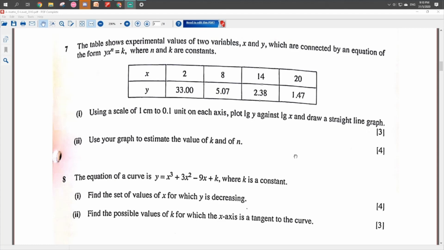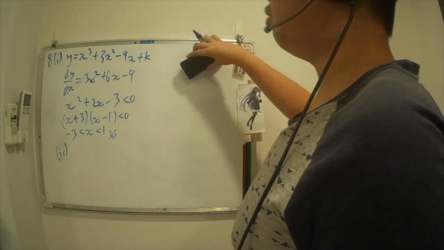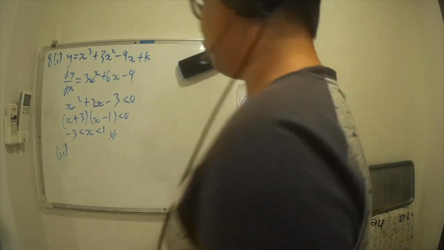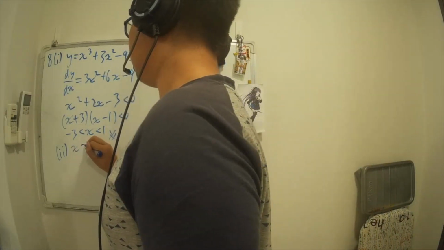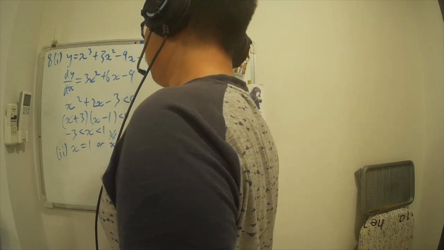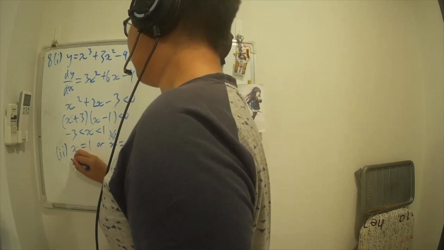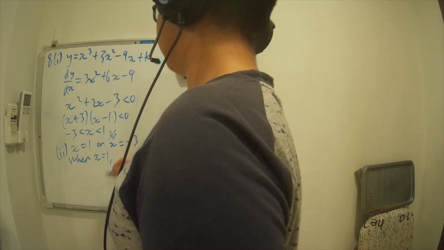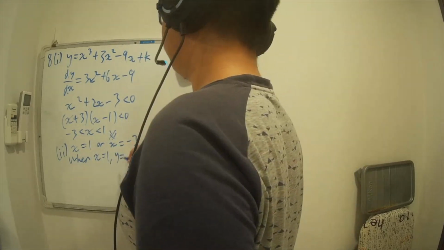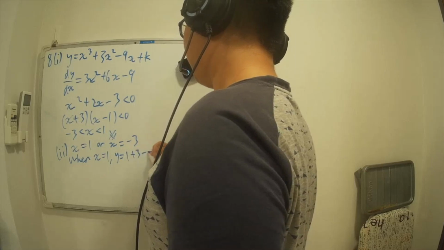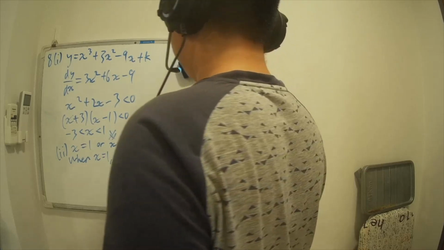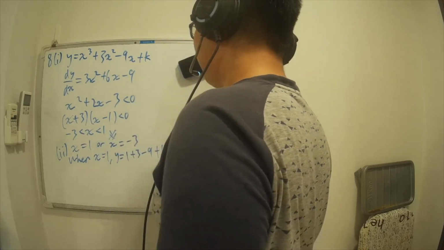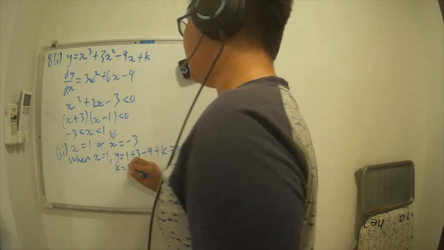Part 2, find the possible values of k for which the x-axis is a tangent to the curve. If the x-axis is a tangent to the curve, that means that y is equal to 0 and dy/dx is also equal to 0, which means that x is equal to 1 or x is equal to negative 3. So let's do this. When x is equal to 1, y is equal to 1 plus 3 minus 9 plus k. I already know the answer, so I jumped to it. Equals 0, so k is equal to 5 in this case.